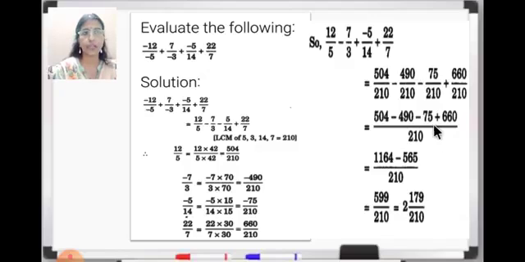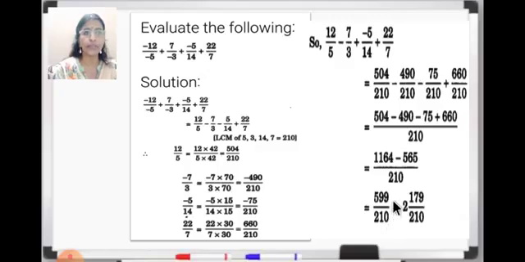You know how to solve it. So here what will we do? We are going to add these 2. If you want, you can do it this way. First we'll add these 2 numbers, and then these 2 we will add, but you will give a minus sign. So when you add these 2, you will get minus 565. And when you add 504 and 660, you will get 1164. And then we are going to subtract these 2 numbers. So when you subtract, you will get 599 upon 210.